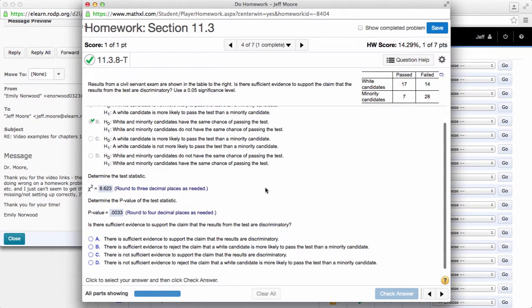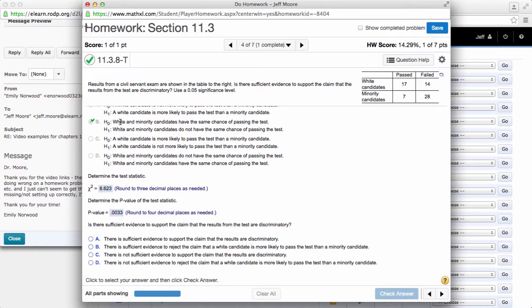Is there sufficient evidence to support the claim that the results from the test are discriminatory? What we'll need to do is compare the p-value with alpha. Our p-value is 0.0033 and alpha is 0.05. Remember that if the p-value is less than alpha, then we would reject the null hypothesis.